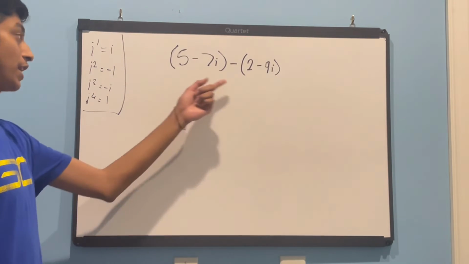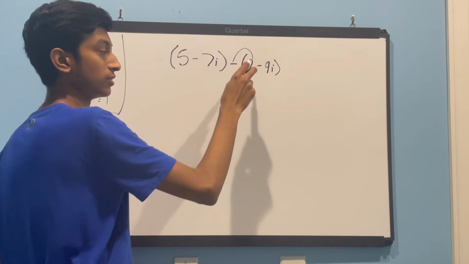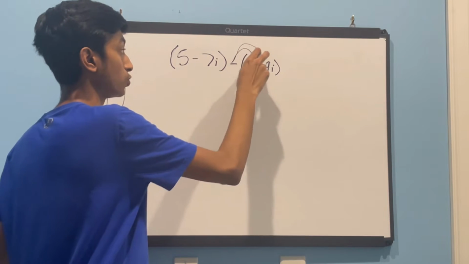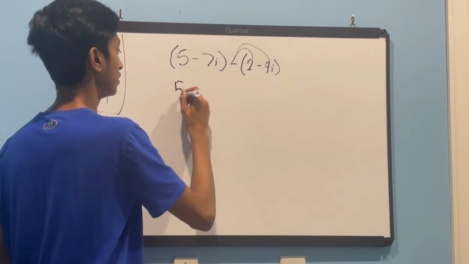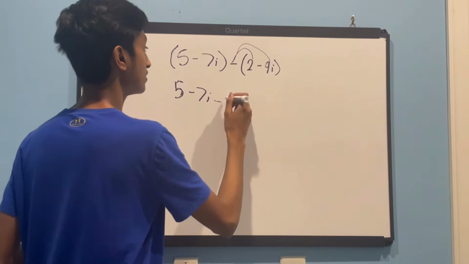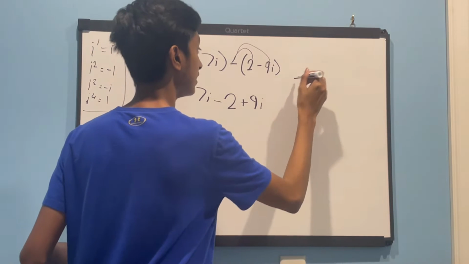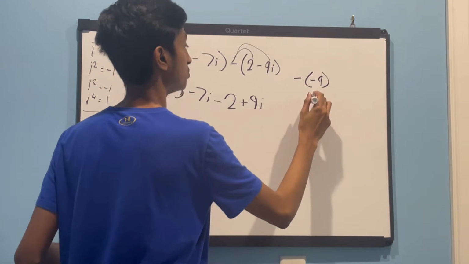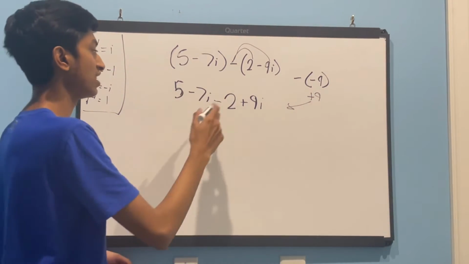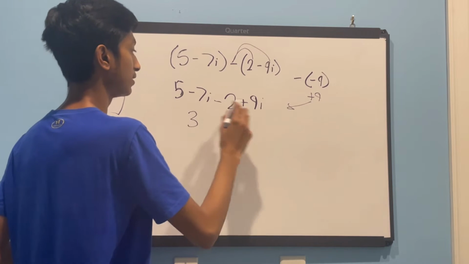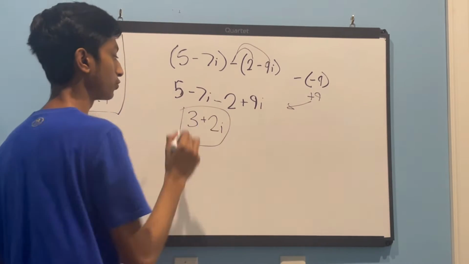So now I have a subtraction example. Make sure when you're doing subtraction, you not only distribute the negative sign here, but you also distribute it to the negative i. So I'm also going to copy down the exact same thing: 5 minus 7i minus 2 plus 9i. Why did I do the plus 9i? Because of the negative sign on the -9i, and that'd just be plus 9i. Now we just combine like terms, so 5 minus 2 is 3, and then -7 plus 9 is positive 2i. So we get 3 plus 2i.